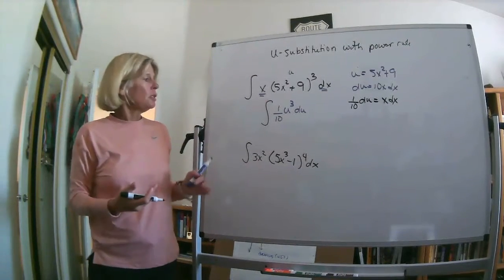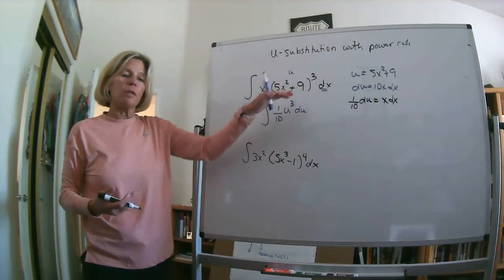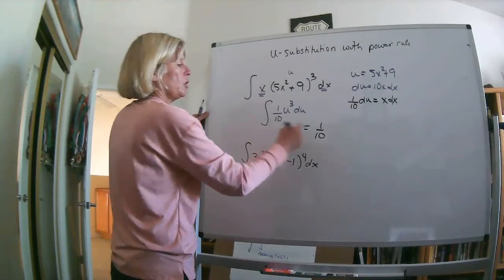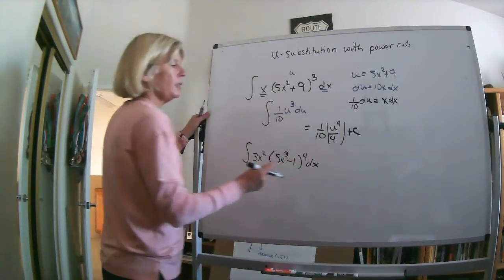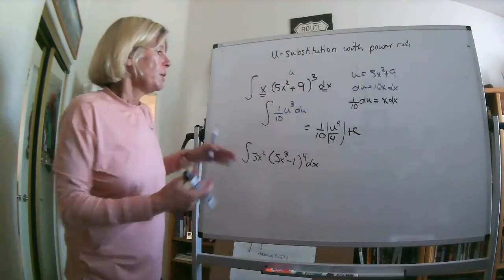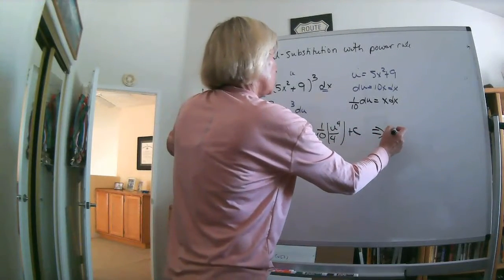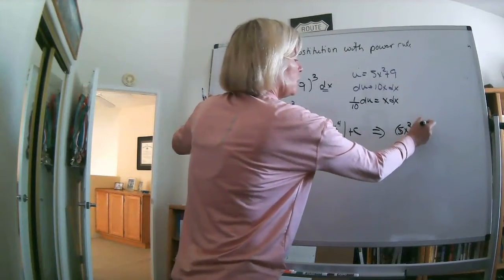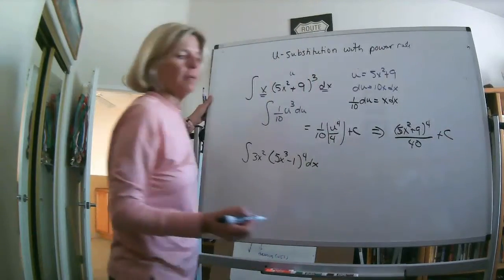Now this becomes a pretty easy problem, because the antiderivative of something to the third is something to the fourth over 4. So this becomes 1/10, which stays there, u to the fourth over 4 plus c. And now I'm going to go back and put my u in, because we started off with respect to x. So my final answer is going to be 5x squared plus 9 to the fourth over 40 plus c.